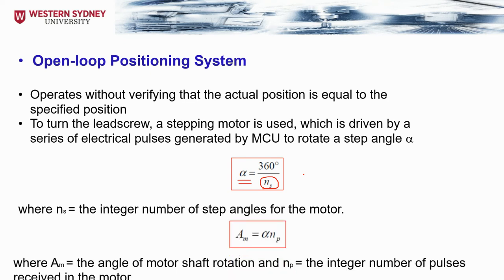Am is the angle of the motor shaft rotation, and np is the integer number of pulses received by the motor. If I would like to know the angle that my shaft is rotating, I multiply alpha, which is the angle between the steps, by the number of pulses I send. So if this is once again 5 degrees, and I send 72 pulses, it's going to make one full revolution, or 360 degrees.